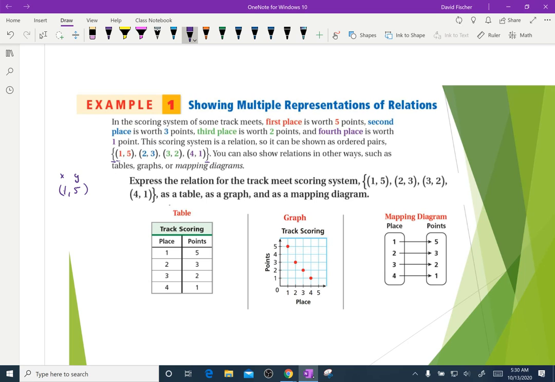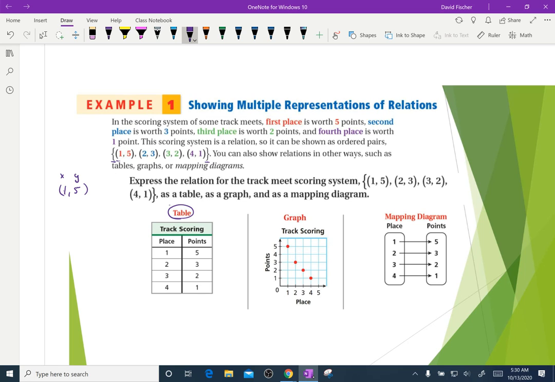And so lots of times in junior high, you make a table. So, and we have our labels here. First place was 1, 2, 3, 4. And then over here, the point system was for first place, you got 5. Second place, you got 3. Third place, 2. Fourth place, 1.